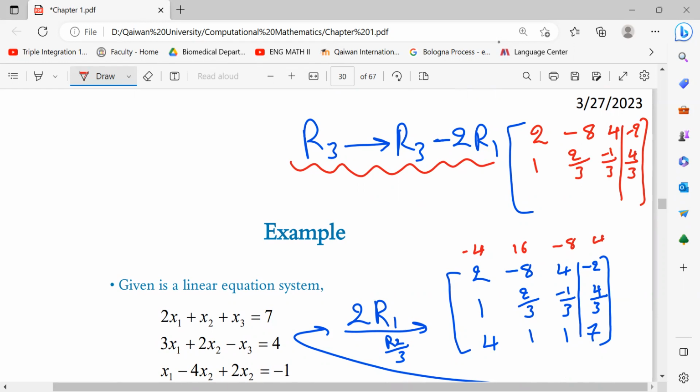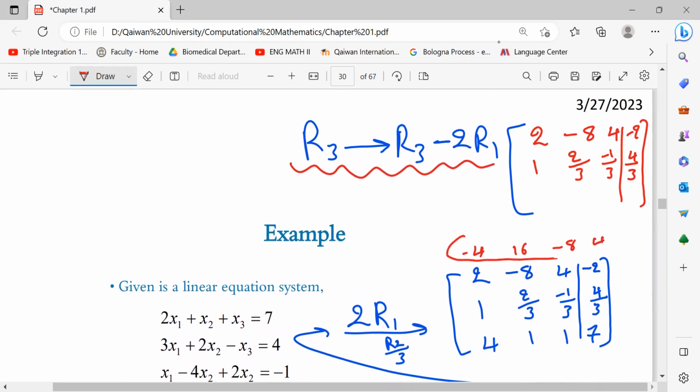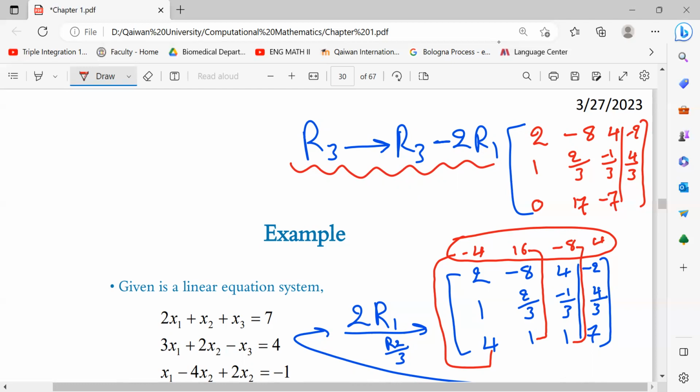Then in row 3, what do we say? It's row 3 minus 2 row 1. So if you multiply entries of row 1 by -2, we get these values. So -4 plus 4 is 0. Then 16 plus 1 is 17. Then -8 plus 1 is -7. 4 plus 7 is 11. Look, we changed this entry to 0. But look, in the other entries of that row, we have changes.